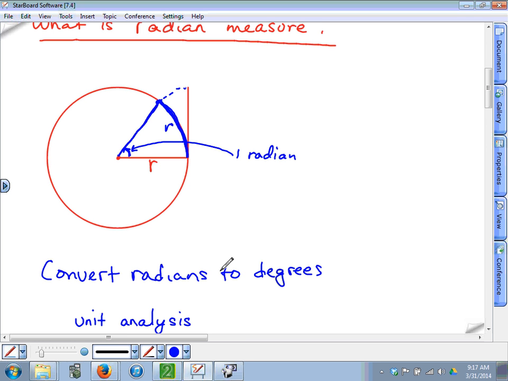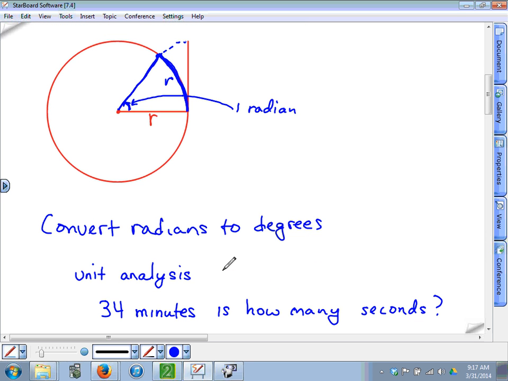We're going to practice with some measurements you're more familiar with, like inches to miles or seconds to hours, things like that. We're going to practice converting back and forth between those. That will hopefully help you be more comfortable converting between degrees and radians. No, that's too easy of a question. I'm going to change that question. I want you to write this question down.